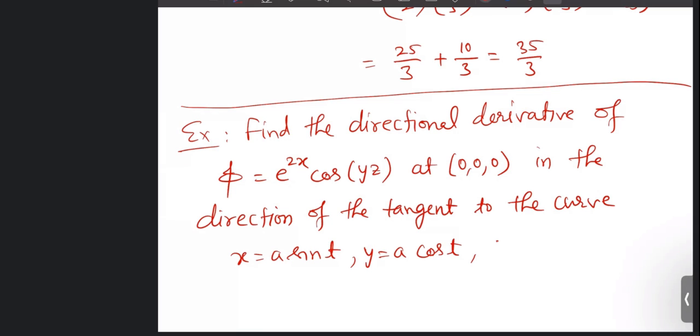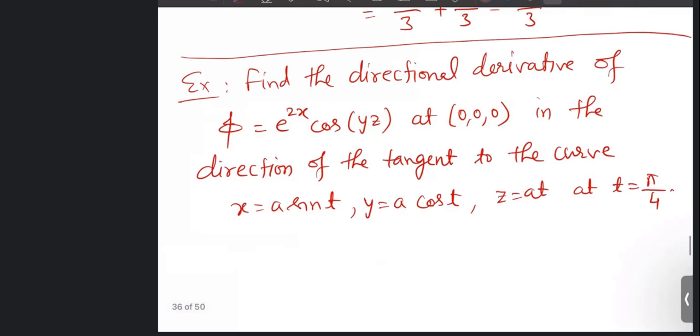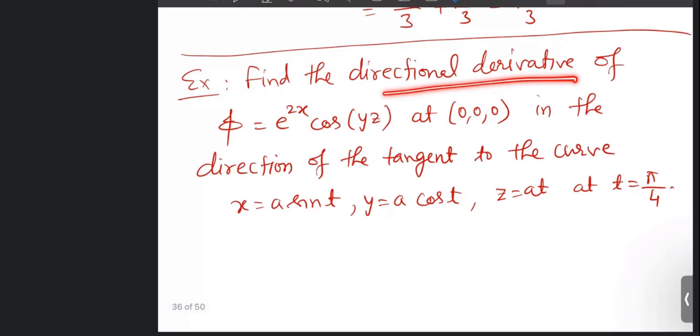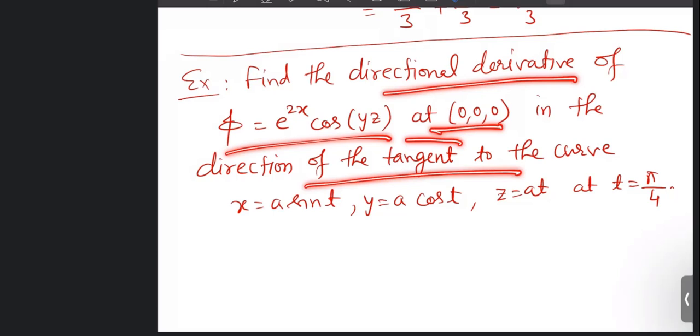This is the parametric equation of the curve at t is equal to pi by 4. Our aim is to find the directional derivative of this phi at the given point in the direction of tangent to this curve.